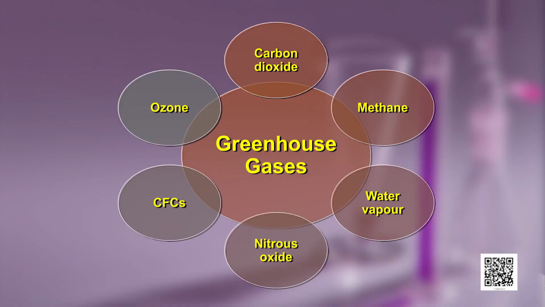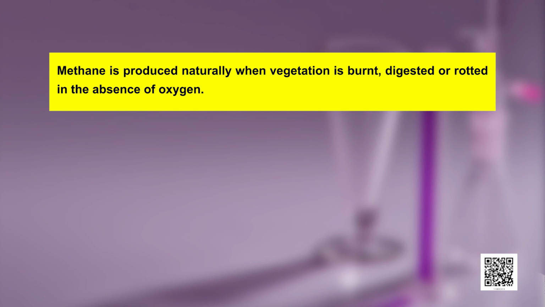Thus they add to the heating of the atmosphere. This causes global warming. Carbon dioxide is the major contributor to global warming. Besides carbon dioxide, other greenhouse gases are methane, water vapor, nitrous oxide, CFCs, which we call chlorofluorocarbons, and ozone. Methane is produced naturally when vegetation is burnt, digested or rotted in the absence of oxygen. Large amounts of methane are released in paddy fields, coal mines, from rotting garbage dumps and by fossil fuels.